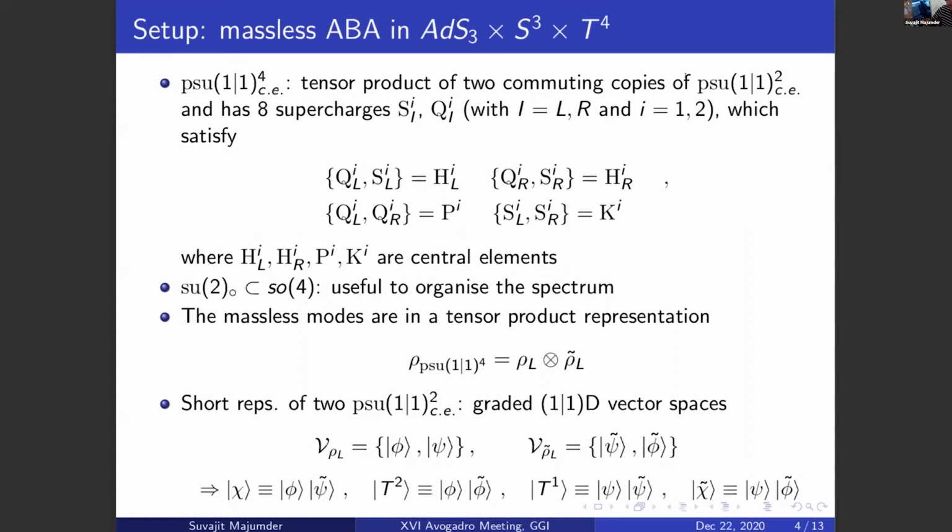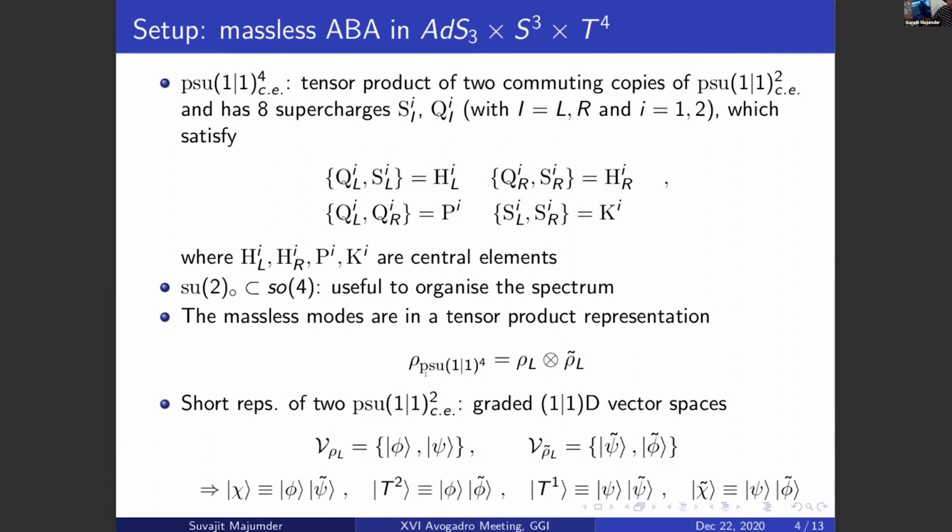L. So the small index labels the two copies of PSU(1|1)^2, and this capital index labels the charges in the single PSU(1|1)^2, and they satisfy these nice commutation relations with the things on the RHS being the central elements. Furthermore, there exists an SU(2) circle symmetry that comes from decompactifying this T4 to an R4, and that is useful to organize the spectrum that arises in the massless sector.